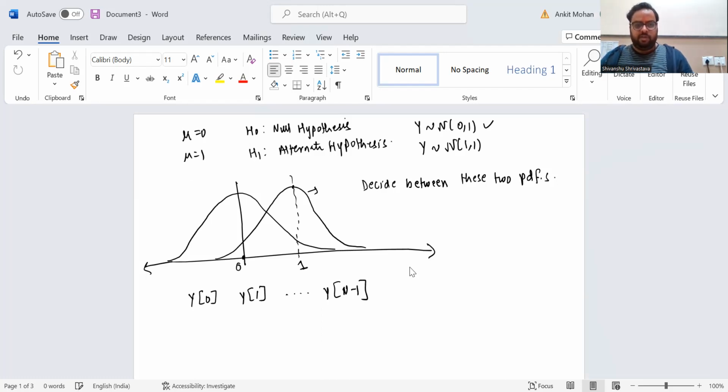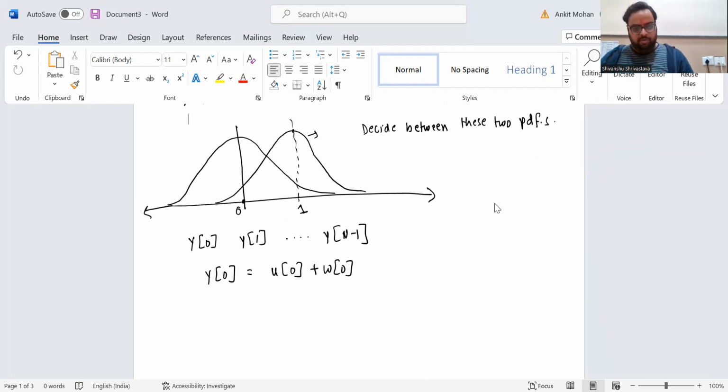Similarly, for an example, y0 is going to be u0 plus w0, and so on. Suppose I have received one sample value y0, and based on this y0, I want to decide which of these probability density functions is going to be true. What I have in my hand is simply this y0.